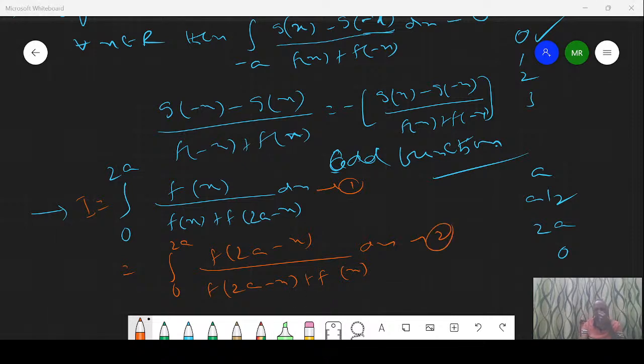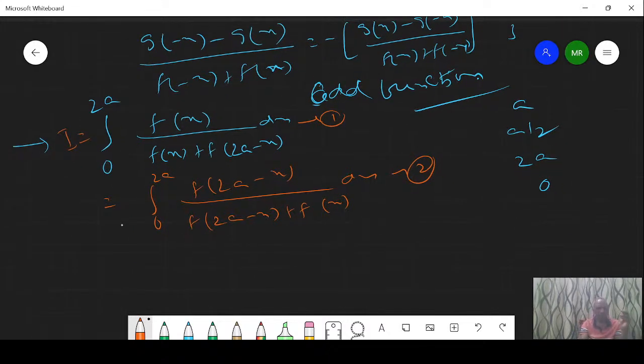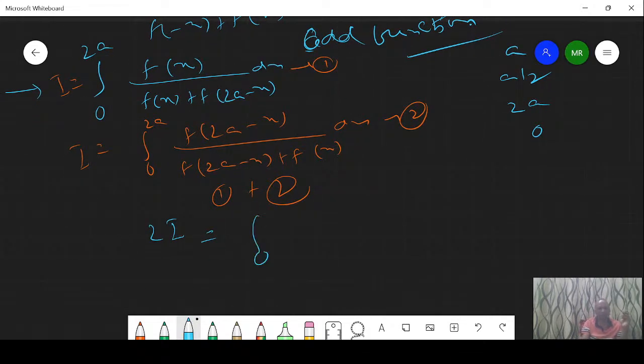The people who understand can tell the answer immediately. It is a simple problem, you can easily tell the answer now. When I have written like this, it is easy to tell the answer. Add 1 and 2, because both are I. If you add 1 plus 2, it will become 2I is equal to, both have the same denominator, so the numerator I can add: integral 0 to 2a of f of x plus f of 2a minus x, correct?